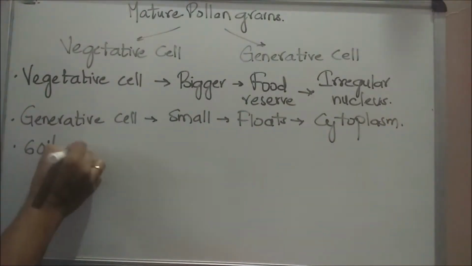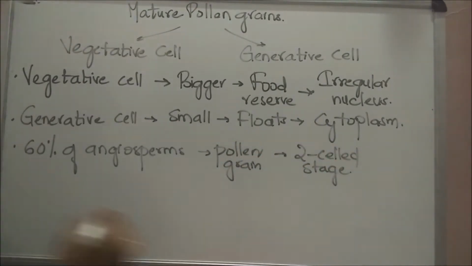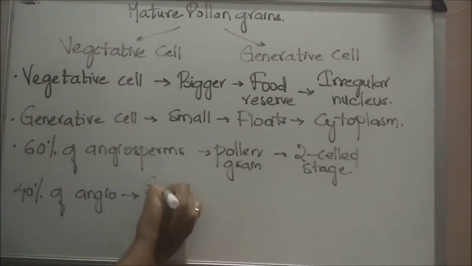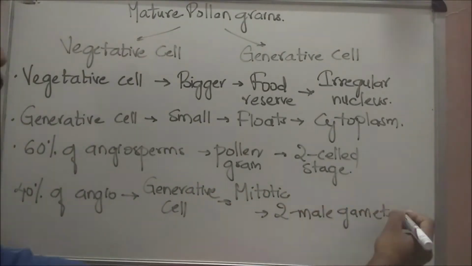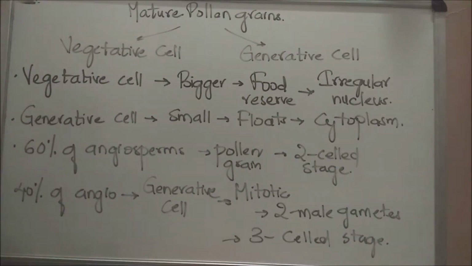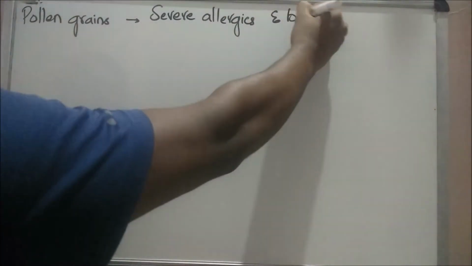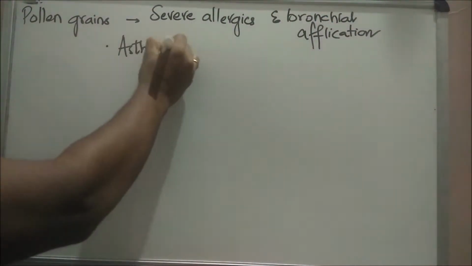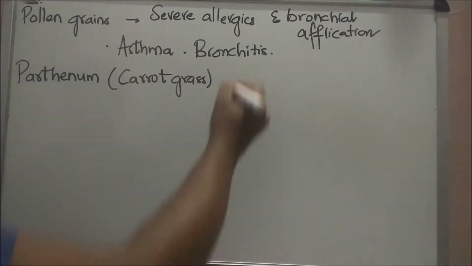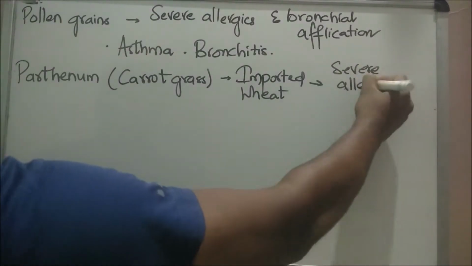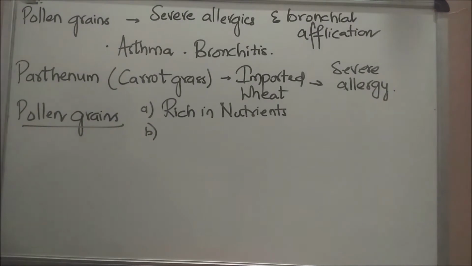In over 60% of angiosperms, pollen grains are shed at the two-celled stage. In the remaining 40% of species, the generative cell divides mitotically to give rise to two male gametes before pollen grains are shed, that is the 3-cell stage. Pollen grains of many species cause severe allergies and bronchial affections, for example asthma and bronchitis. Parthenium, otherwise called carrot grass, that came to India as a contaminant with imported wheat, is the main cause of pollen allergy.